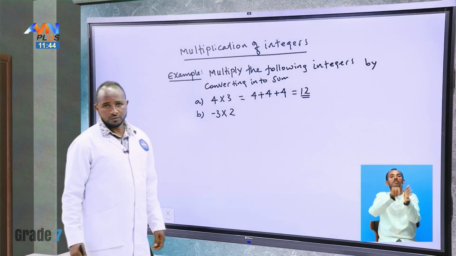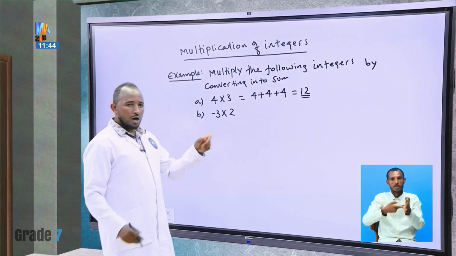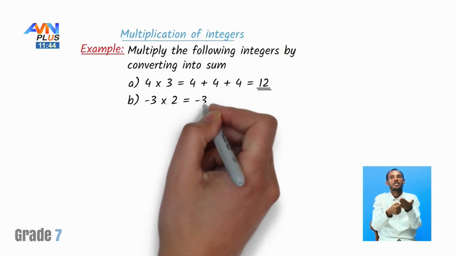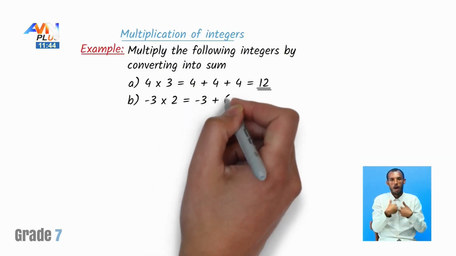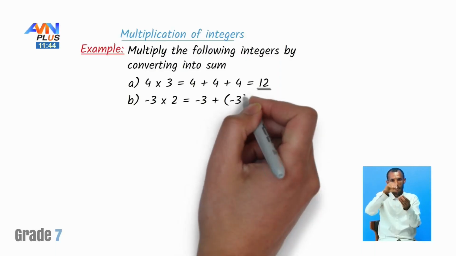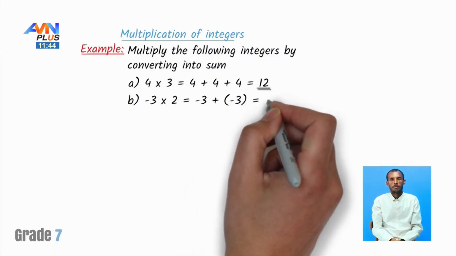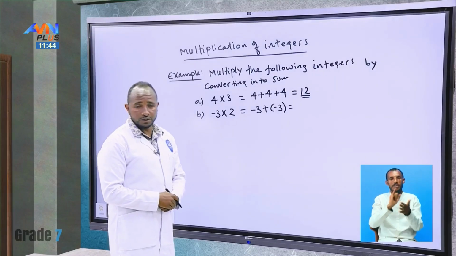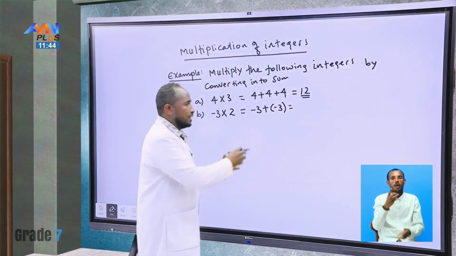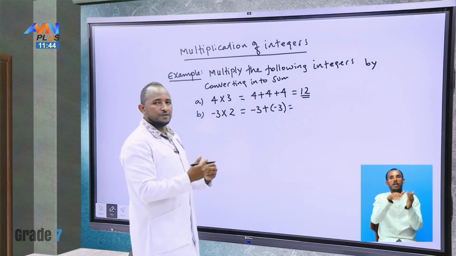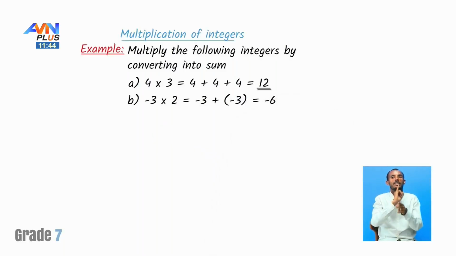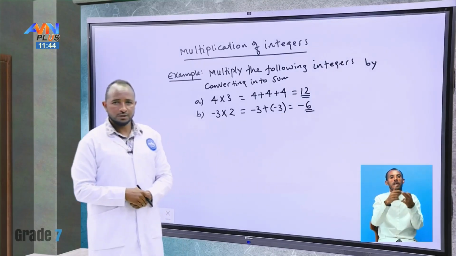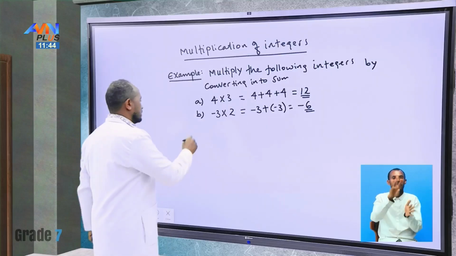Negative 3 times 2. This means negative 3 how many times? 2 times. Therefore, to convert this product in sum form, you have minus 3 plus minus 3. What is the sum of these two? Good. It is negative 6. So, we have negative 3 here, again negative 3. In total, you have negative 6. Therefore, minus 3 times 2 is equal to negative 6. Now, let's continue to the other example.